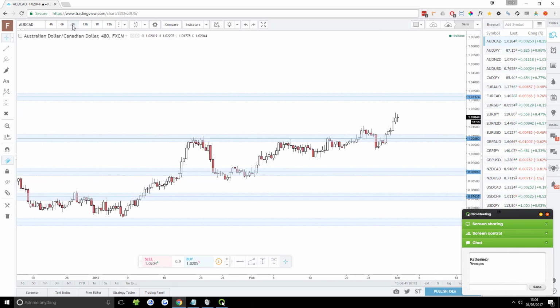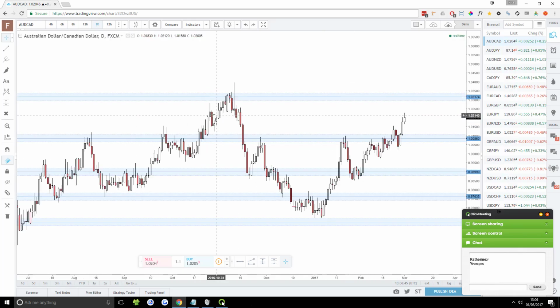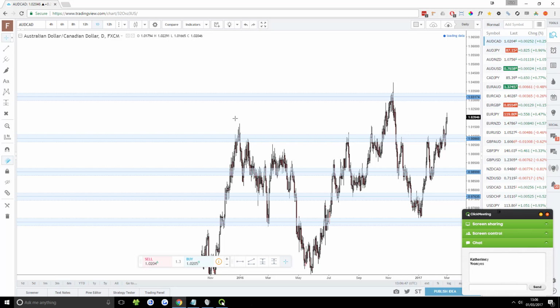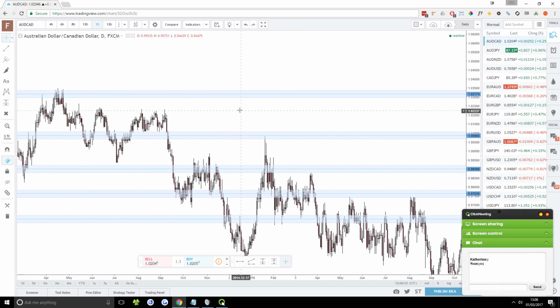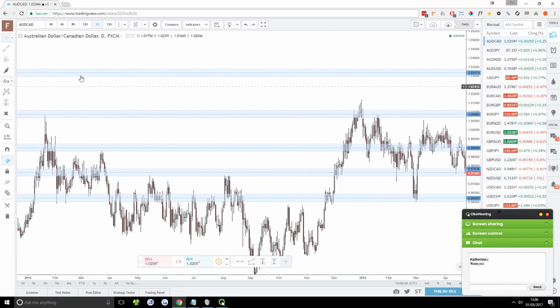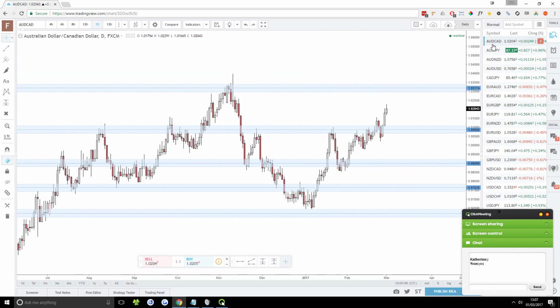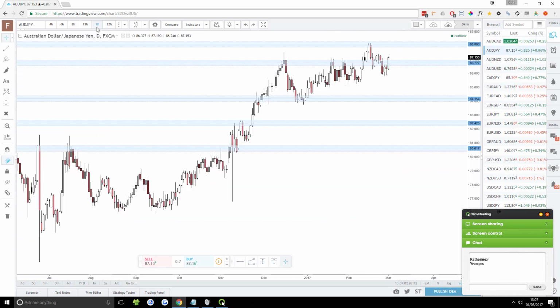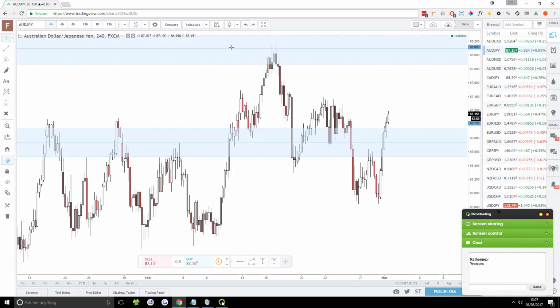AUD-CAD, it is in between two support resistance areas. Therefore, there's nothing that I would consider tradable here. Just want to quickly see. Nah. I'm going to stick with this resistance area up here. Nothing really tradable on AUD-CAD right now. EURJPY is in between two support resistance areas. So nothing really tradable there.